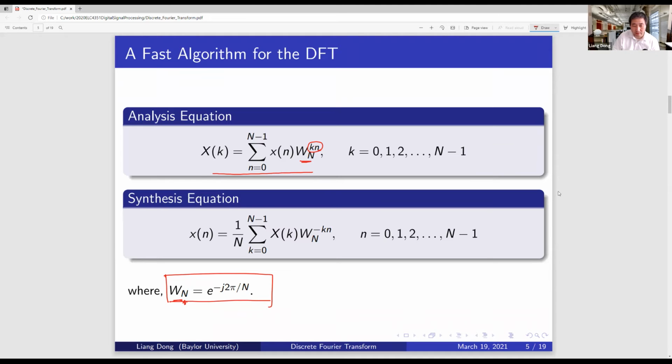Similarly, we can write out the synthesis equation. The synthesis equation is the other way of doing the summation. So we have the frequency domain signal, capital X, and we want to find the time domain little x[n]. We're using a similar kernel, W_N to the power negative kn, because W_N has a negative sign here. And that is the analysis equation and the synthesis equation.